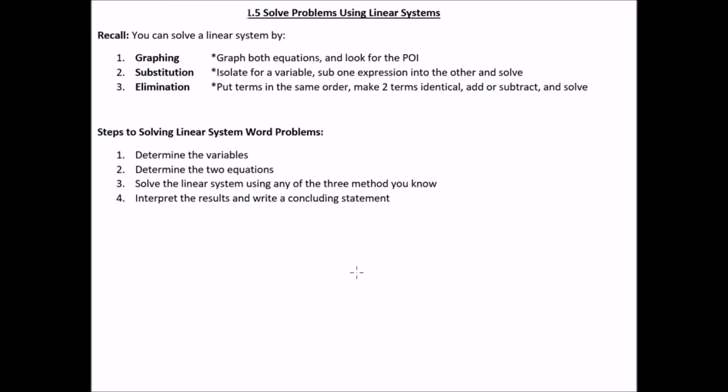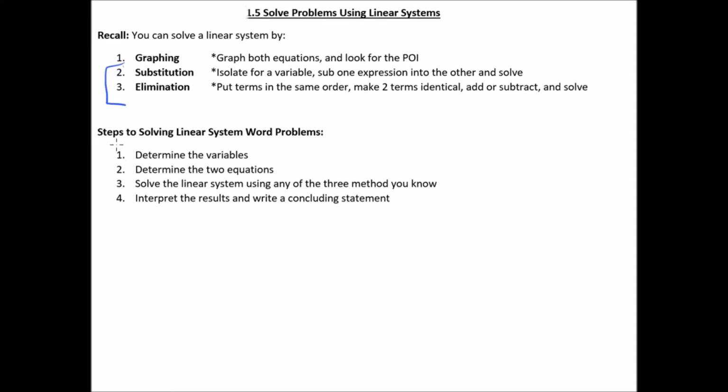1.5 Solve problems using linear systems. Okay, so let's just recall we can solve a linear system by graphing or using substitution or elimination. For the scope of these questions, I'm actually going to just stick to substitution and elimination because moving forward, graphing is just going to be too time consuming.